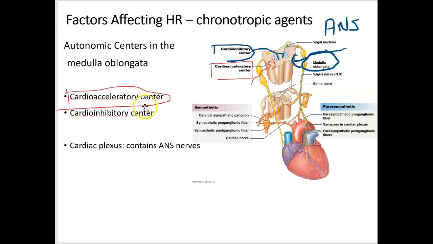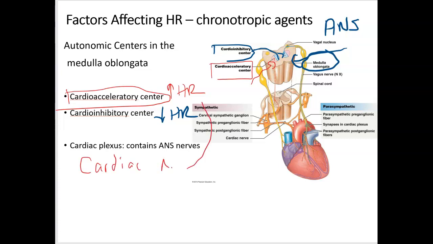And the centers do exactly what it sounds like they do. The cardio-acceleratory center is going to send information to the SA node to try to speed it up. It's the accelerator for heart rate, whereas the cardio-inhibitory center is going to send information to the SA node to slow it down. And so I'm sure you're well aware that we're looking at the sympathetic and the parasympathetic nervous systems. And there's something called a cardiac plexus. And the cardiac plexus is a bunch of nerves. When we look at the cardiac plexus, we just talk about one nerve from there called the cardiac nerve.